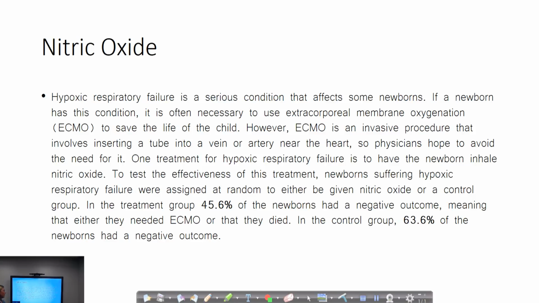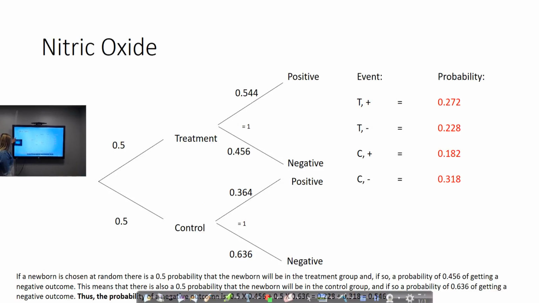In the treatment group, 45.6% of newborns had a negative outcome, meaning that either they needed ECMO or that they died. In the control group, 63.6% of newborns had a negative outcome. So if we have the question, if a newborn is chosen at random, there's a 0.5 probability that the newborn will be in a treatment group, and if so, a probability of 0.456 of getting a negative outcome. This means that there's also a 0.5 probability that the newborn will be in the control group, and if so, a probability of 0.636 of getting a negative outcome. What would be the probability of getting a negative outcome?